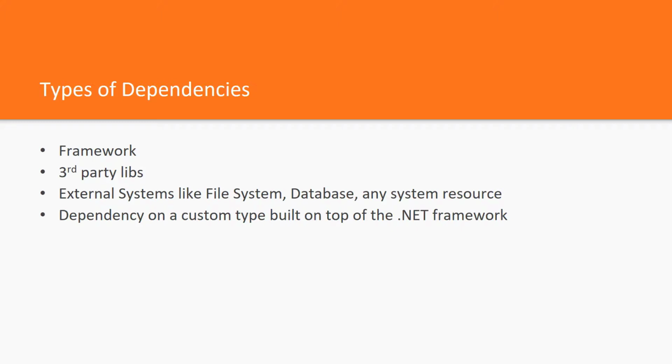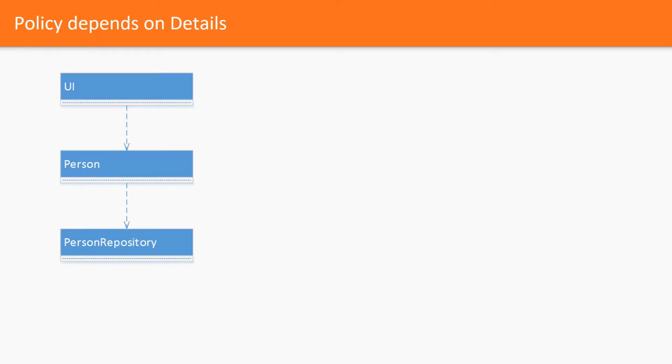In this section, the most important type of dependencies for us is the dependencies on custom types which are developed by us. For example, here on the slide, the person class depends on the person repository class. Person can't provide its features without relying on the person repository class. The person repository is a low-level class which interoperates with a database, while the person is the high-level domain object. So, in this particular case, a high-level object depends on a low-level object.